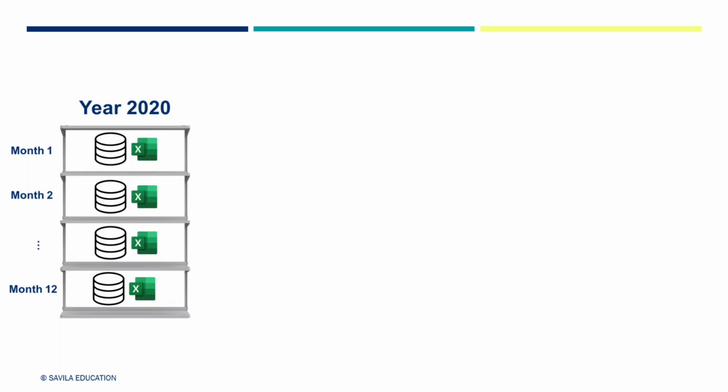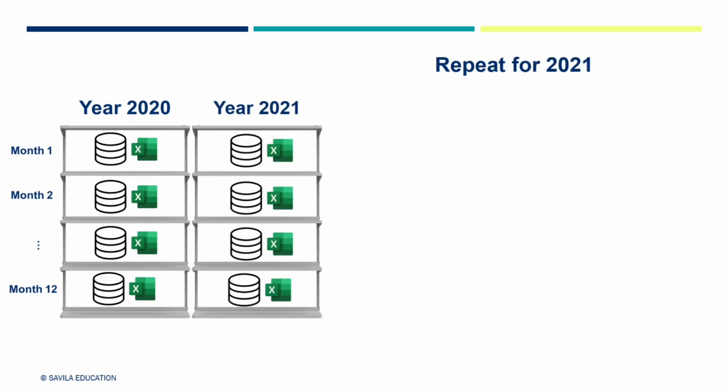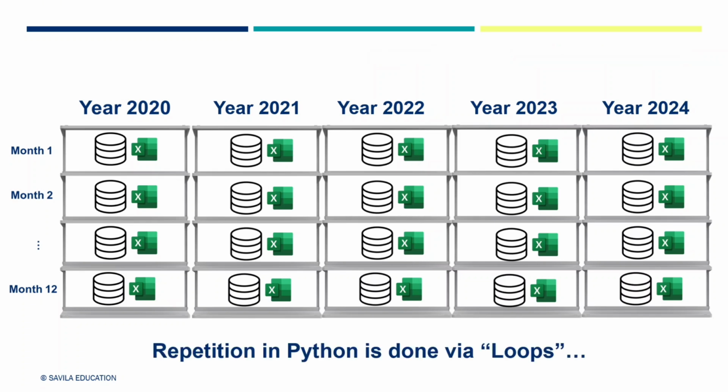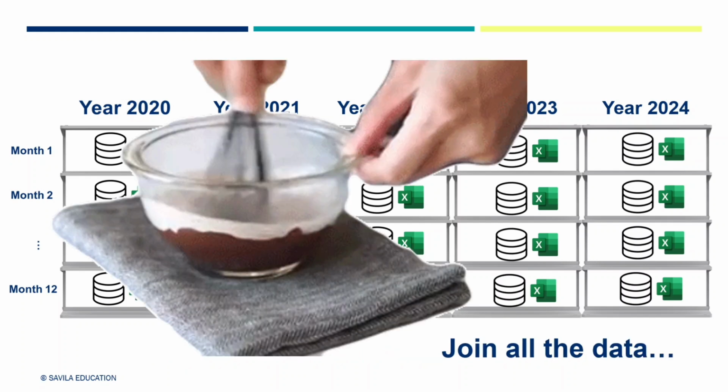All of this procedure, we repeat it for the next year, 2021, and the same for the rest of the years. By the end, we will have a collection of shelves, and in each one of the shelves, we have a layer, a level on which we have the data corresponding to that month and that year. Then it's just a matter of combining it all together. And by the way, this repetition in Python is done via loops. We're going to cover that later.